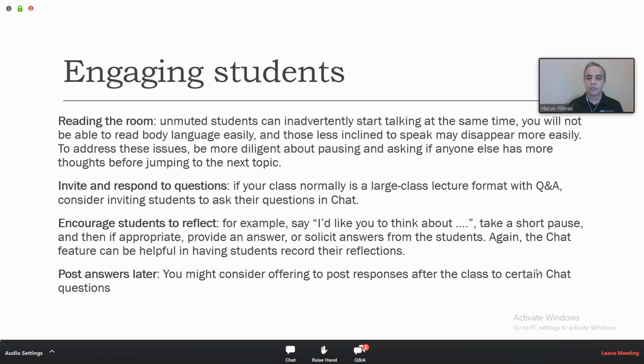Encourage students to reflect. You need to ask your students, click on the pause, and then take your students' thoughts, what they are thinking, and you may take a temperature of your students in terms of the learning. Post answers later, and you might consider offering to post responses after the class to certain chat questions. After taking some questions from your students, you may consider allowing some specific time to answer those questions after presenting your lecture, okay?